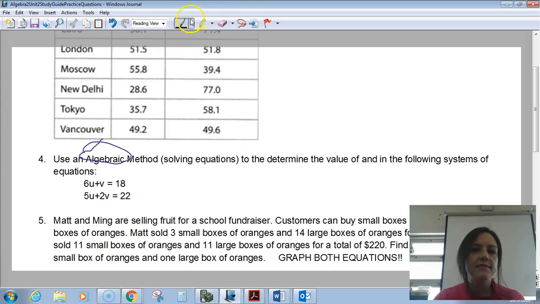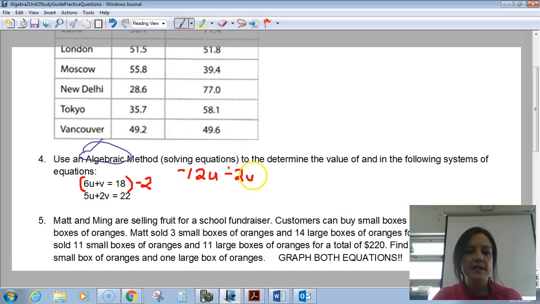If we did elimination, I would multiply this top equation. I think I want to do it by negative 2, and that should cancel out my v's, right? So I get negative 12u, you have to multiply it by every single term in there, minus 2v equals negative 36, okay? And then we keep the equation below the same, 5u plus 2v equals 22.